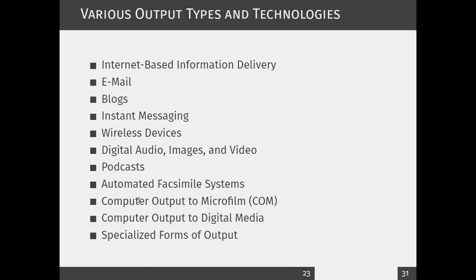So what are the output types? You can have internet-based information delivery, emails, blogs, instant messaging, wireless devices, digital audio, images and video, podcasts, automated facsimile systems, computer output to microfilm, and computer output to digital media, a specialized form of output.